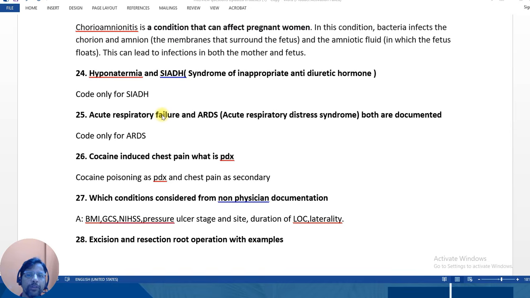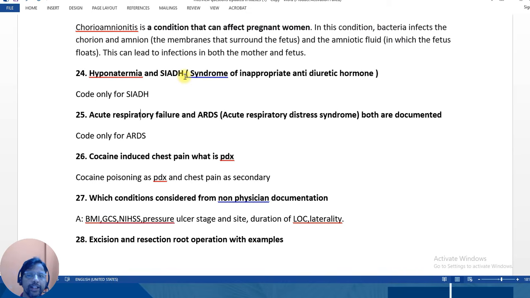Next one, hyponatremia and syndrome of inappropriate antidiuretic hormone. How do we code this scenario if the patient documentation has both conditions? Here you need to code only SIADH.